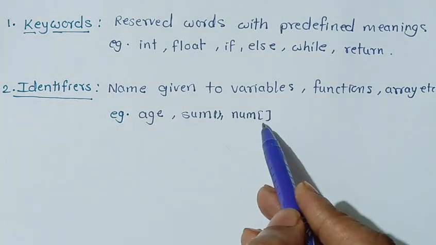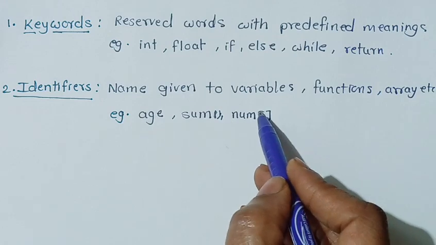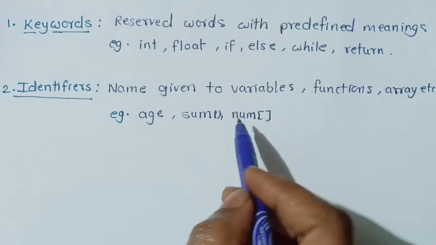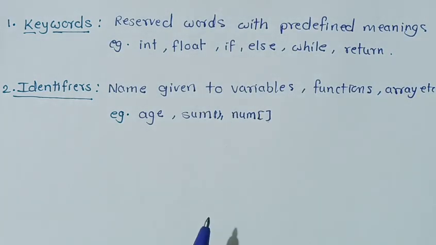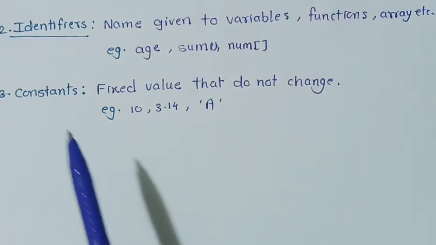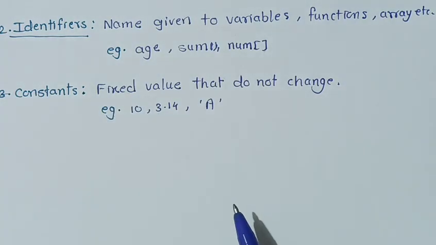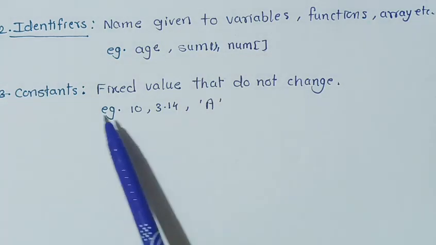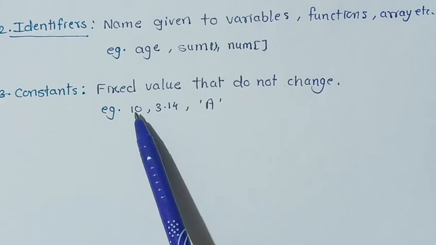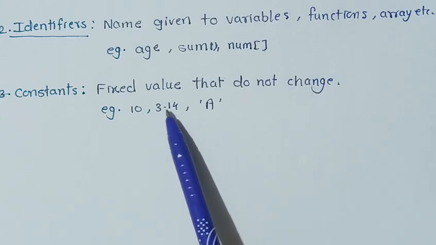Next is num. This was an array. You are using this symbol, which means you are using an array. So the names of these things are called identifiers. Next token is constant. So constant means what? Fixed values that do not change. During the execution we can't change the value. That is called constant here. So 10, we can't change 10 here. 3.14, this is the pi value.